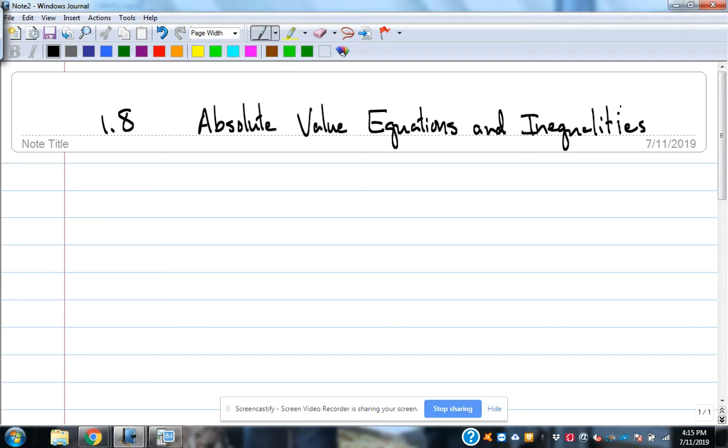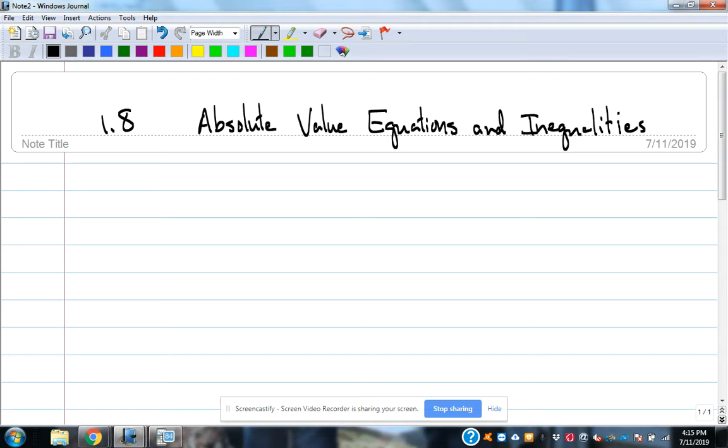So there's a few things that are going on here with absolute value equations and inequalities. Equations are the easier part. We're going to start with that, and then we'll get into the inequalities. And there's a few rules that we need to remember about inequalities to help us set them up to solve.